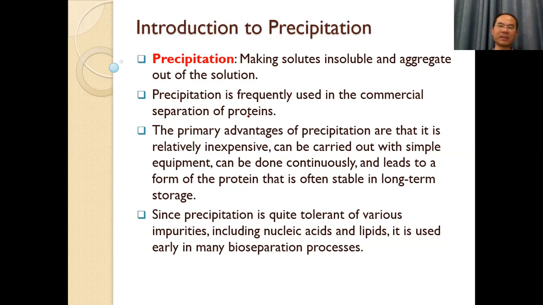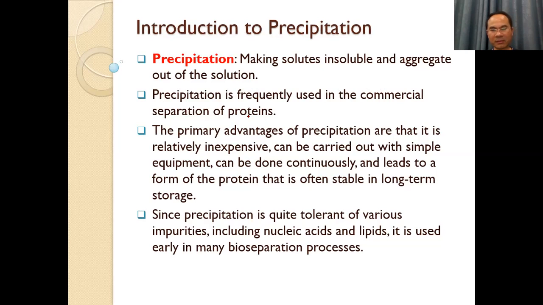The advantage of precipitation is that it is relatively inexpensive. It's cheap compared to other techniques, and it can be carried out with simple equipment. It can also be done continuously. We also get the protein, the product, in the solid phase. This means a stable form of the product that can be stored long term as a solid.